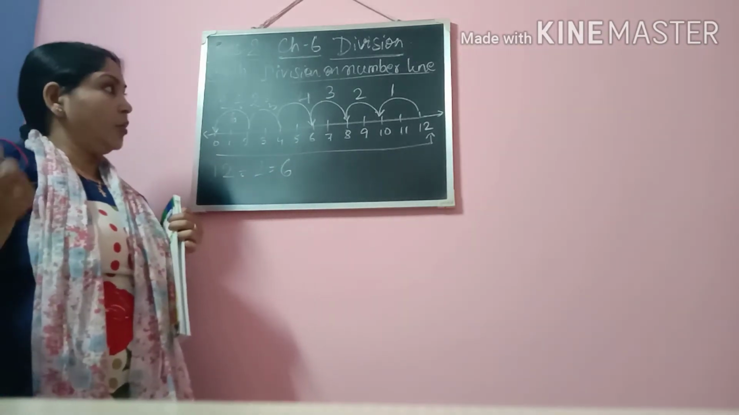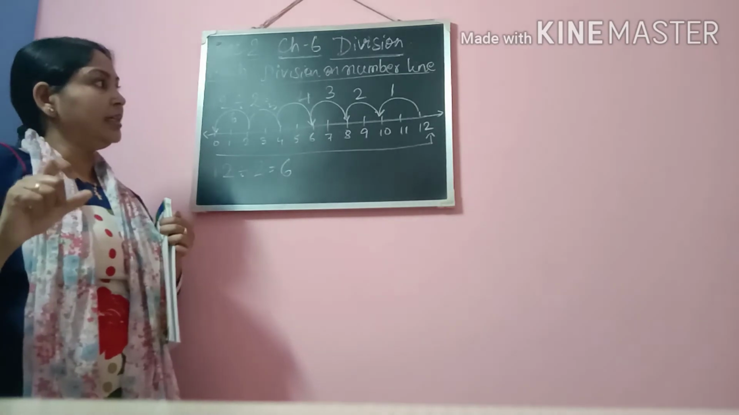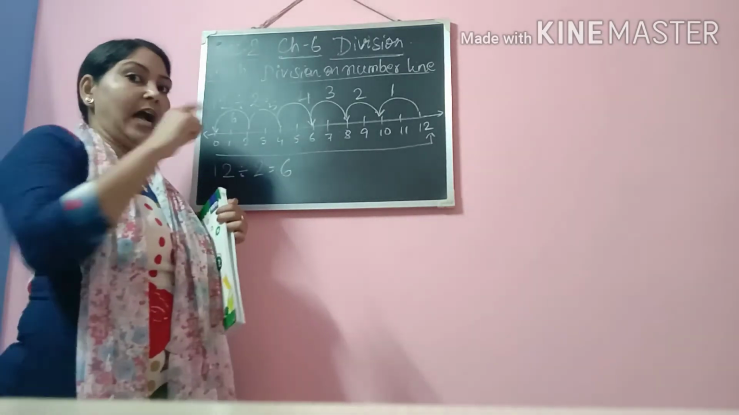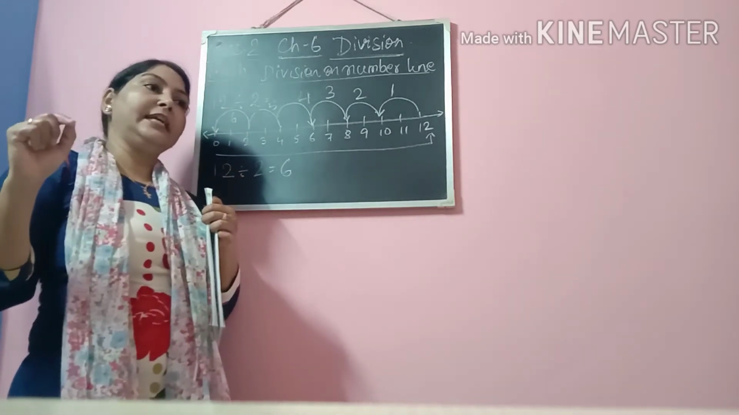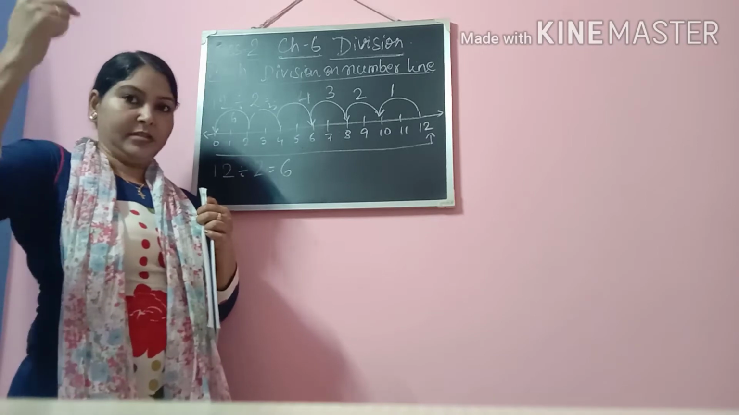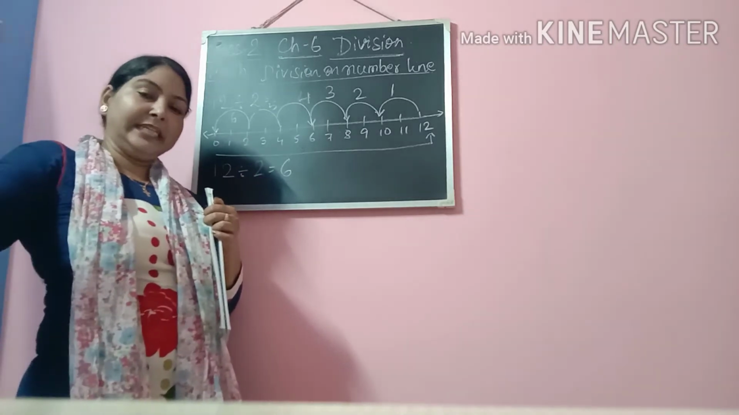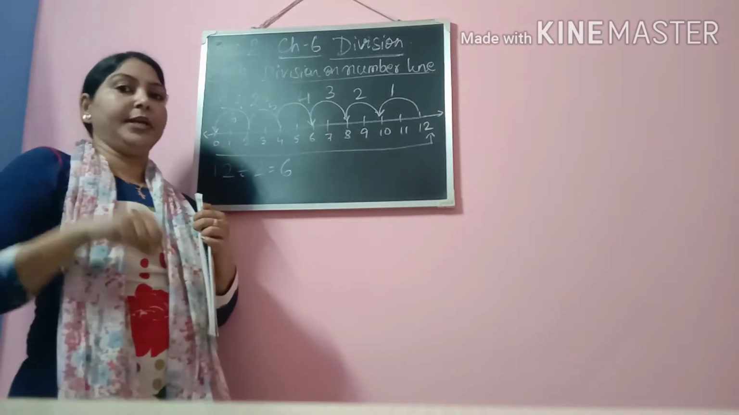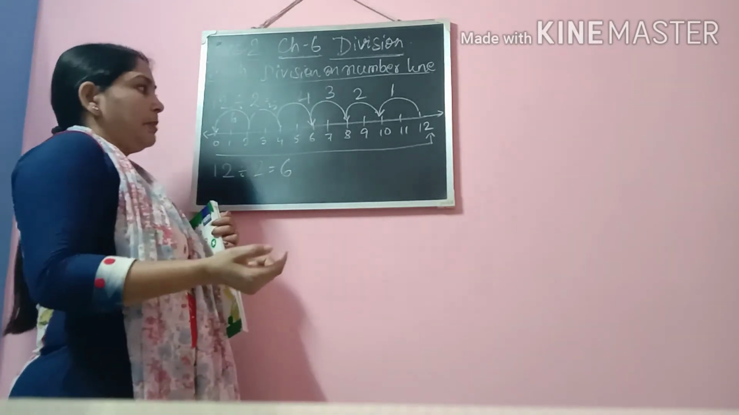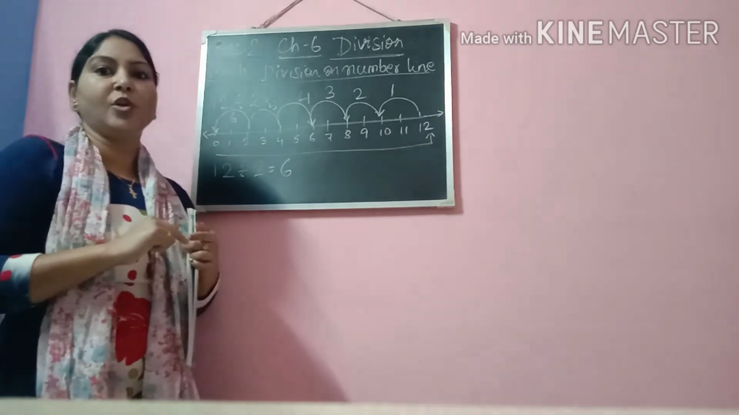In your class you have to learn what quotient means, the answer. It is not necessary that the division is always done exactly. Sometimes the remainder is also there. That is another component of division. We will discuss that later on, but as of now we are learning division on number line.